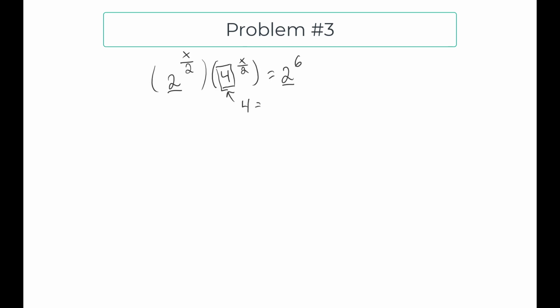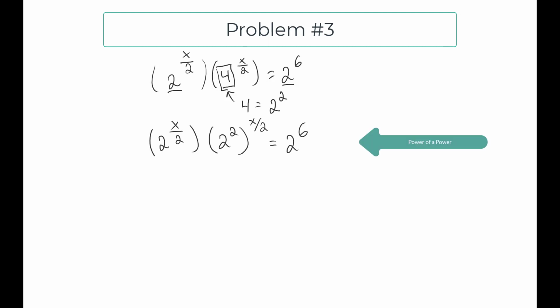Well, 4 is equal to 2 squared. So let's go ahead and rewrite our 4. So I have 2 to the power of x over 2 times 2 squared to the power of x over 2, and this is equal to 2 to the 6th power. Because I have 2 squared to the power of x over 2, this is our power of a power rule, and that states that we can just multiply these exponents by each other. So let's go ahead and do that step where we get 2 to the power of 2 times x over 2, and 2 times x over 2, we're going to see that we get 2x over 2.